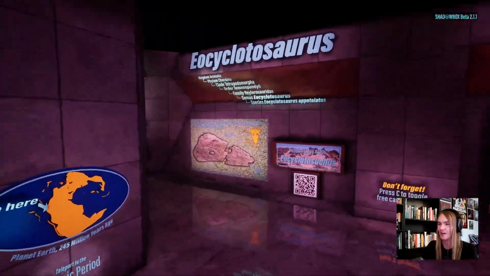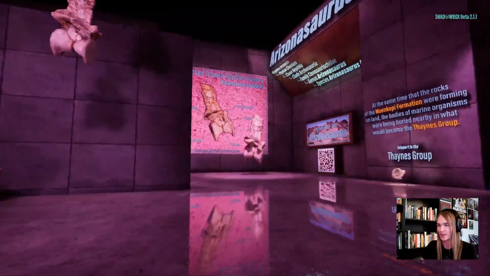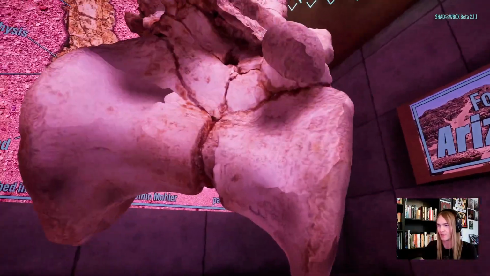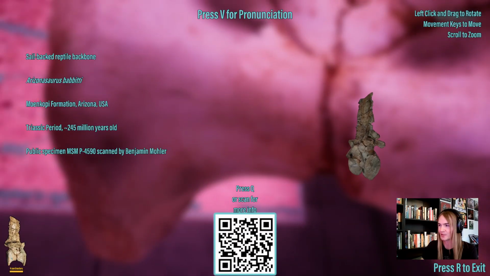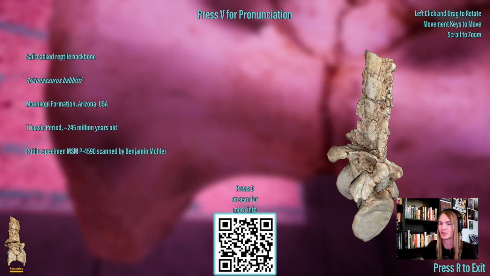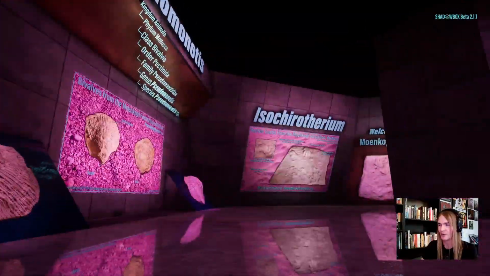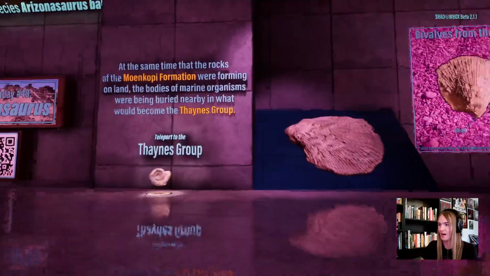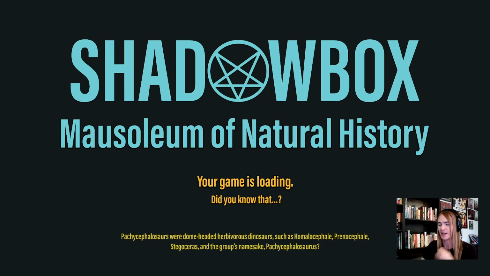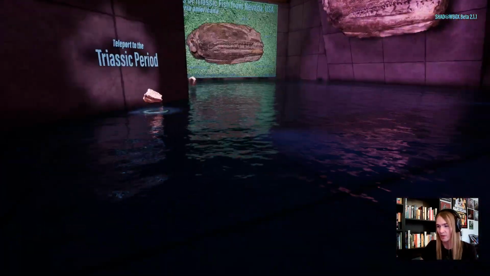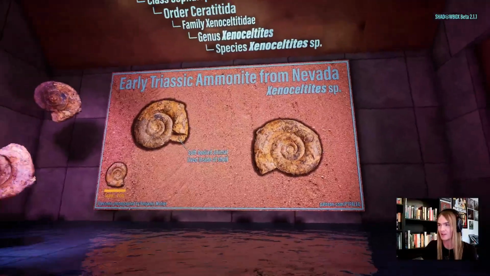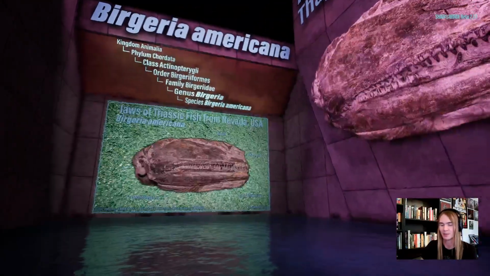And here is a really cool way to see what's going on in this part of North America, in the western United States, around 245 to 250 million years ago. You can see these animals and learn about their anatomy that were living on the land, and then you can teleport back to the Thaynes Group, and we return to the sea. And you can see Xenoceltites and his friend Bergeria.